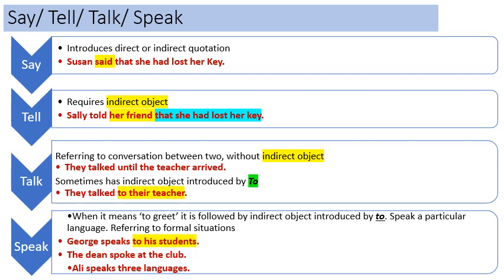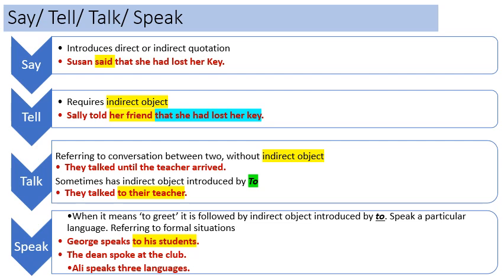With tell, you need to have an indirect object. Why? Because you need to say to whom you said the word or the sentence. Sally told her friend that she had lost her key. Sally is the subject, tell is the verb, and it's obligatory to use the indirect object before, because you need to mention to whom you told the sentence. That she had lost her key is the direct object.